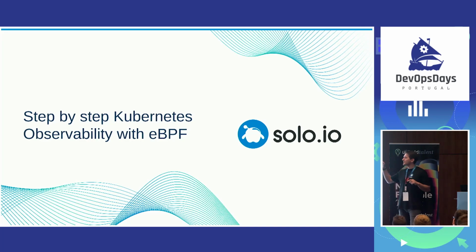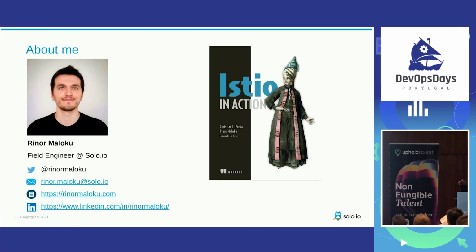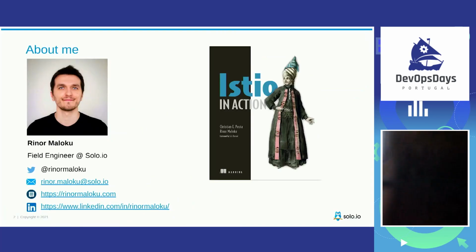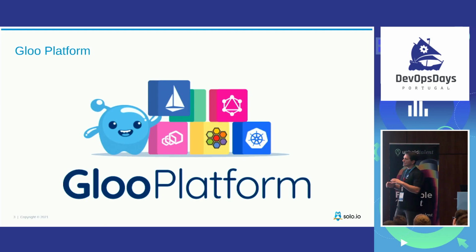Another thing that I like to observe is Kubernetes services, and that's what we are going to talk about today. I'm Rinor Maloku. I co-authored the book Istio in Action together with Christian Posta. What we do at Solo is provide the platform for all application networking concerns. It covers Istio, Envoy, Cilium, and runs natively in Kubernetes.